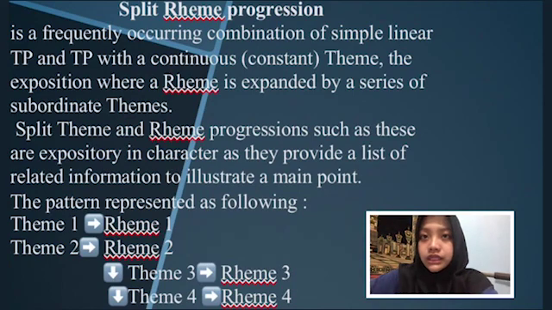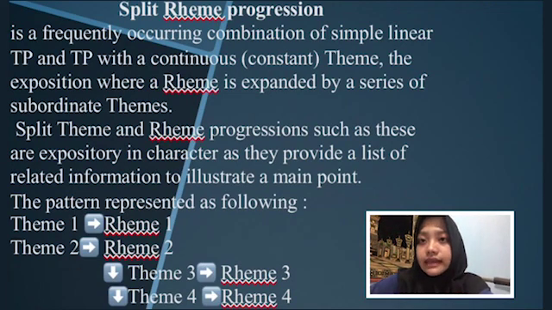Split rheme progression is a frequently occurring combination of simple linear TP and TP with a continuous or constant theme. The exposition where a rheme is expanded by a series of subordinate themes. Split theme and rheme progressions such as these are expository in character as they provide a list of related information to illustrate a main point. The pattern is represented as following.